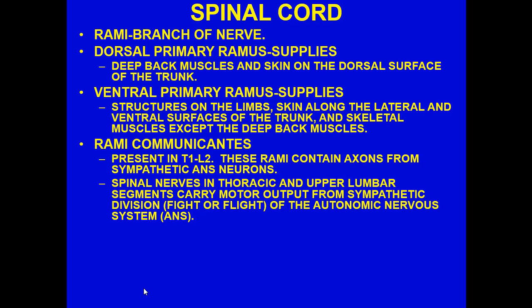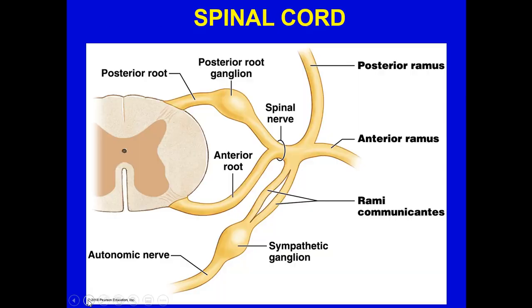Then we have a structure that's called the rami communicantes, and this is present only in T1 through L2. These rami contain axons from sympathetic autonomic nervous system neurons. Just so that you understand what ANS means, that refers to the autonomic nervous system. This is a little bit different. These spinal nerves exist only in the thoracic and upper lumbar segments. They carry motor output from the sympathetic division, that's basically your fight or flight, of the autonomic nervous system. We'll get more into the autonomic nervous system in chapter 14, but just get this down now, and it's going to help you down the road.